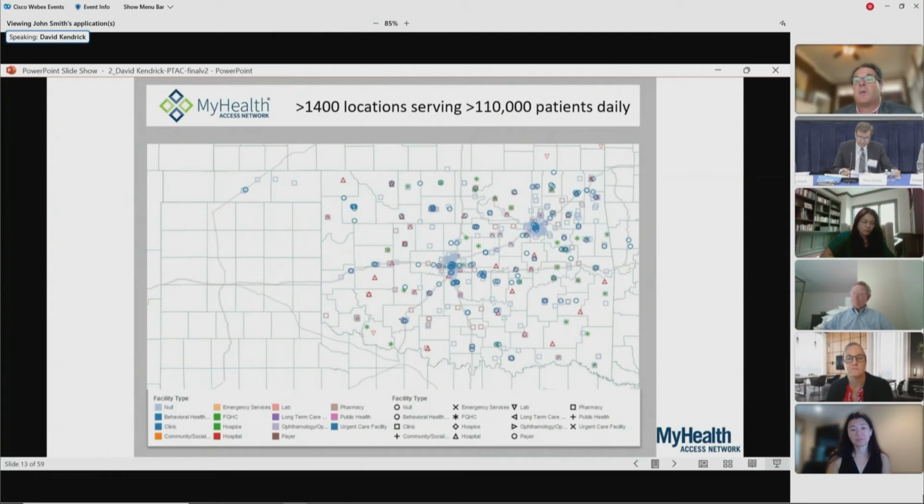Next slide. This is our network in Oklahoma. We have more than 1,400 locations connected with live flowing clinical data, as well as claims and other types of social needs data. More than 110,000 clinical encounters a day statewide. And if you can see or read the bottom, it's more than just hospitals and clinics. We're talking about mental health facilities, pharmacies, long-term care, urgent care, and even social service agencies. And this is critical because just looking at EHR data doesn't get this job done.